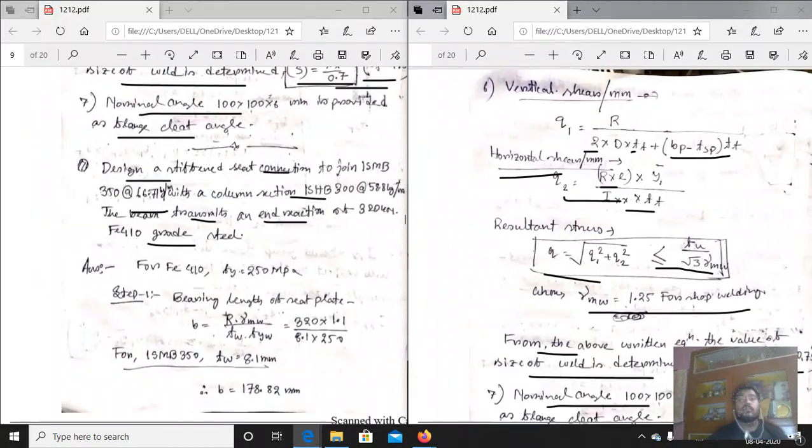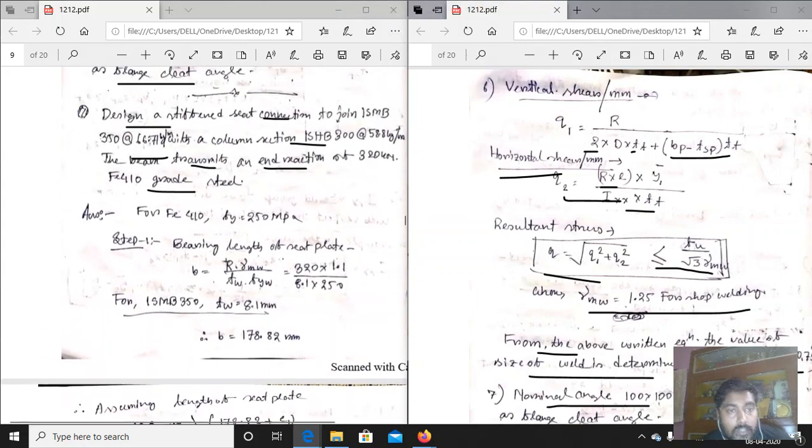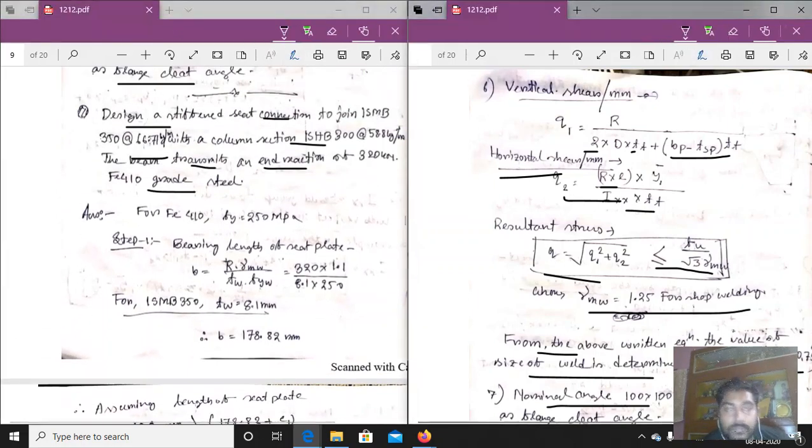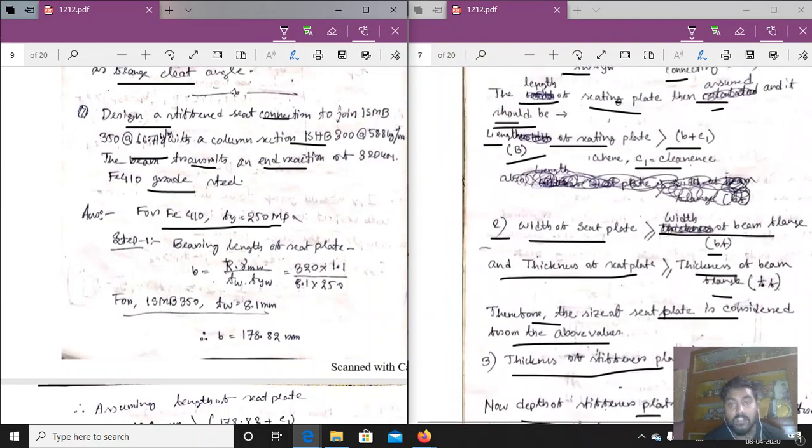Let us open another duplicate sheet here. Okay, so first all the properties are written, that is for Fe410, Fy is equal to 250. Now coming to the design steps. What is the first design step?